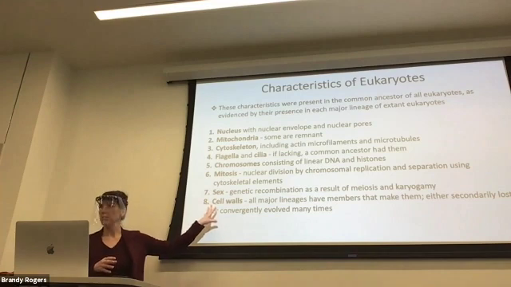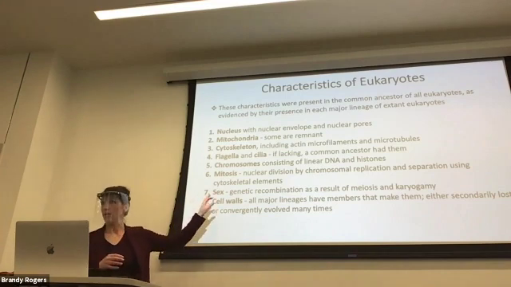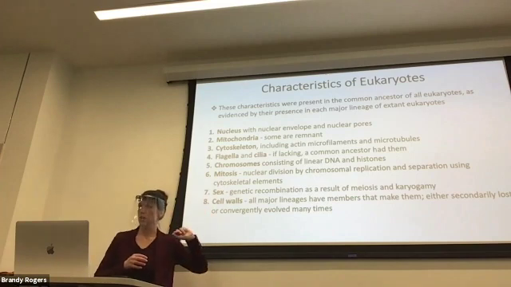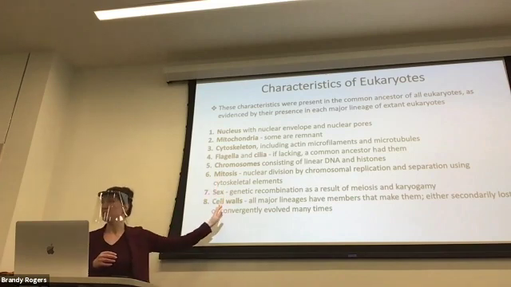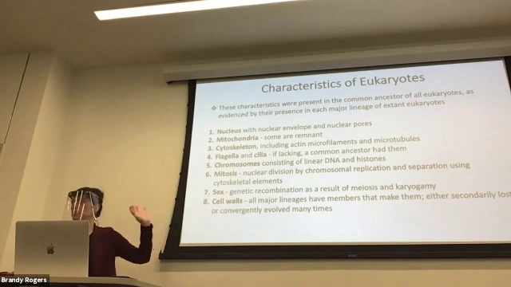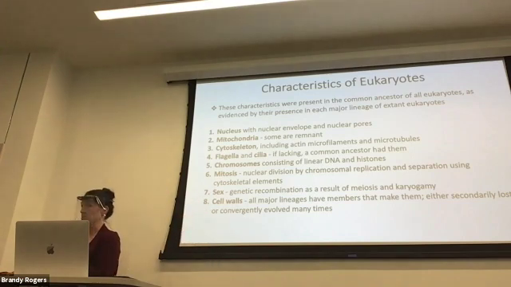There's a ton of information here. You guys need to know this. This is not the kind of slide where there's one question on the exam that you might say is vocabulary words. This is also fundamental information about eukaryotic origins. It's the characteristics that are common to all eukaryotes.